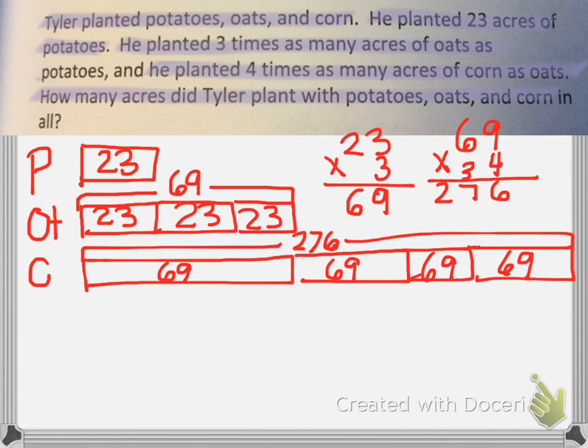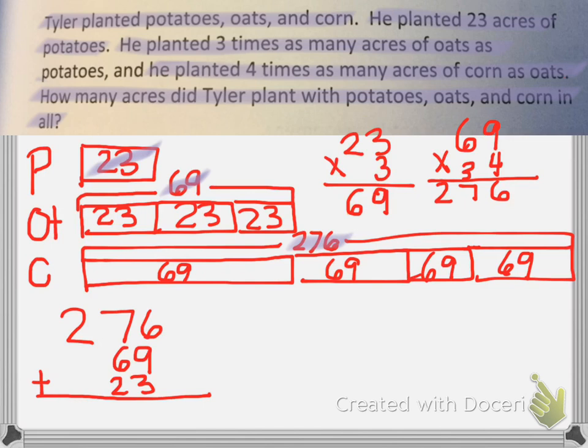All right, back to my question. How many acres did Tyler plant with potatoes, corn, and oats in all? So potatoes, oats, and corn. How am I going to figure out the total? Right, I need to add them. So I'm going to carefully stack and add, lining up my place values. I'm going to add them all together. Go ahead and do that.